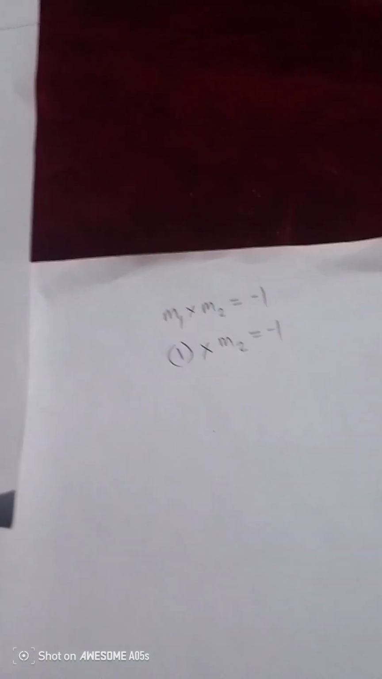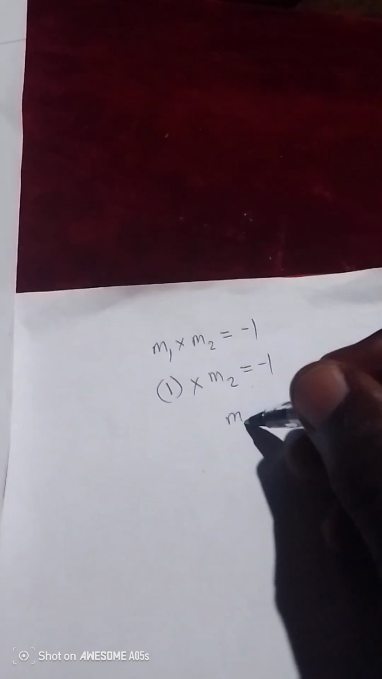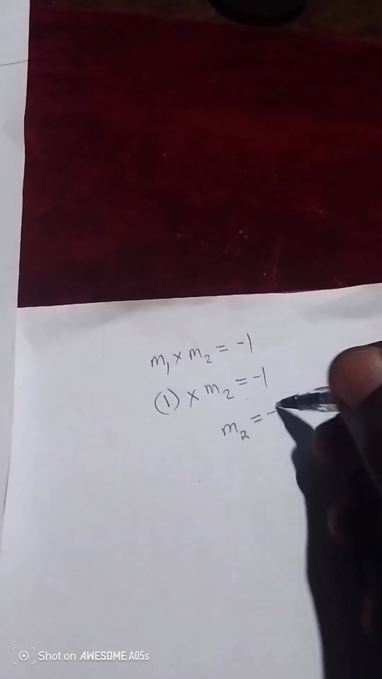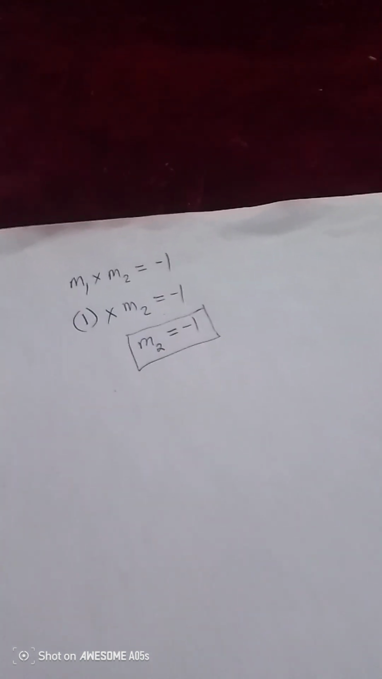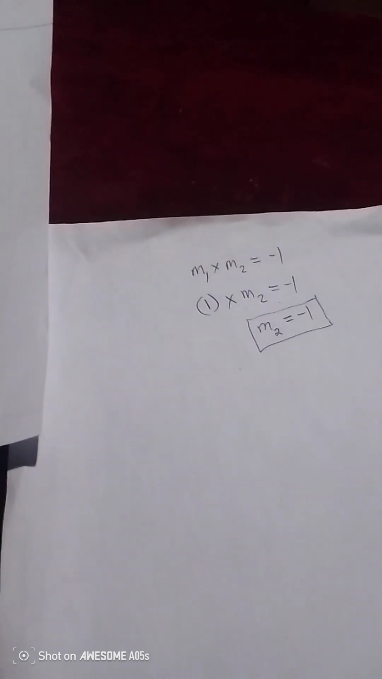Whenever you multiply 1 with anything, the answer is anything. If you multiply 1 with 5, the answer is 5. In this case, we are saying 1 times m2. So the answer is m2. Then this side we've got negative 1. So this is the gradient of the normal.